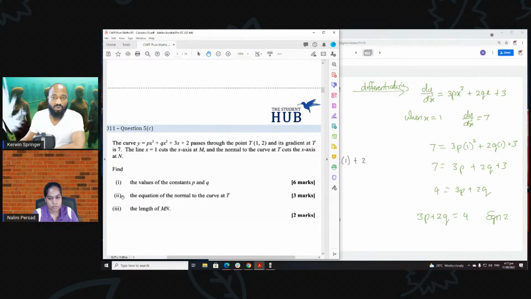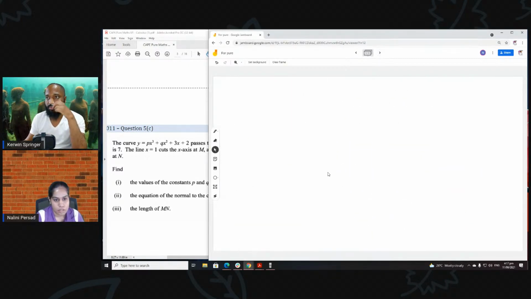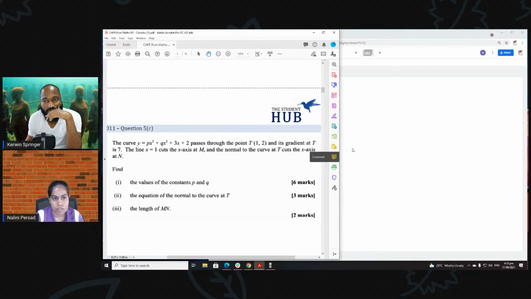So they're really rewarding you with the marks for thinking through the question. All right, so let's go on with part 2, and then I will do part 3. So we require to find the equation of the normal to the curve at t. So at t, we have the point 1, 2.